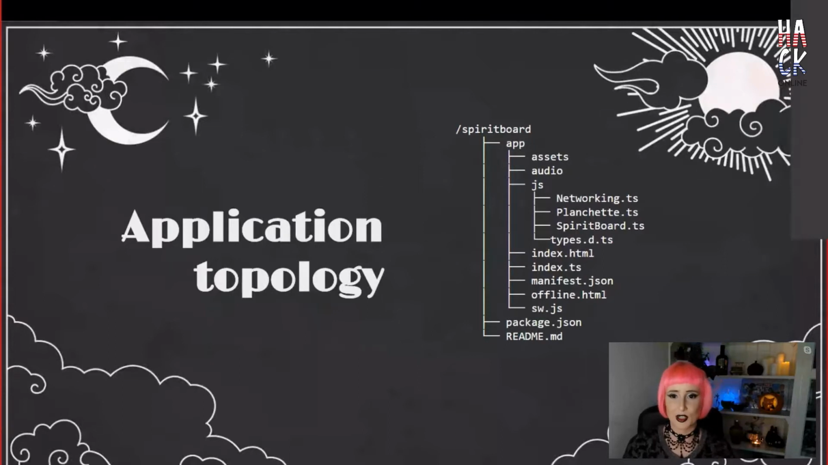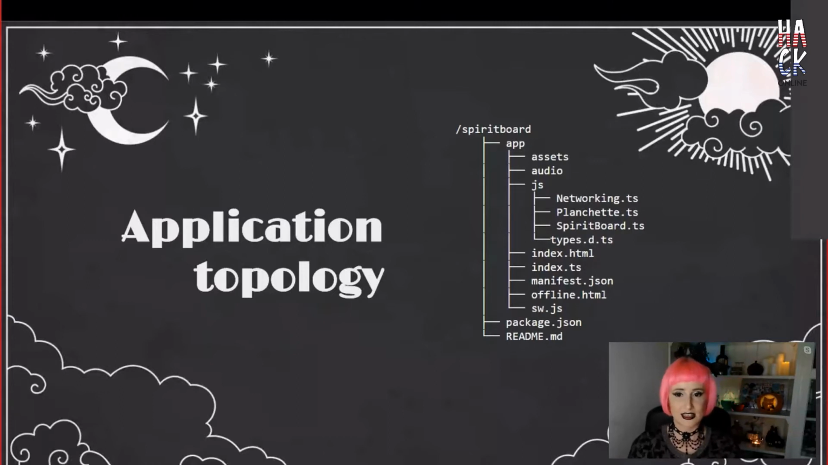And there's a service worker which is caching all the assets. And then we've got the package JSON and the README. Inside the assets file is our images and our styles. Then we've got the audio files and some JavaScript to add the audio. And then finally, the JavaScript itself, which is actually what is making the app function. So in networking.ts, that's where we'll put the code to connect up all of the browsers using the same board. The planchette.ts file, unsurprisingly, controls the planchette, and the spirit.ts file has all the functionality of the board.